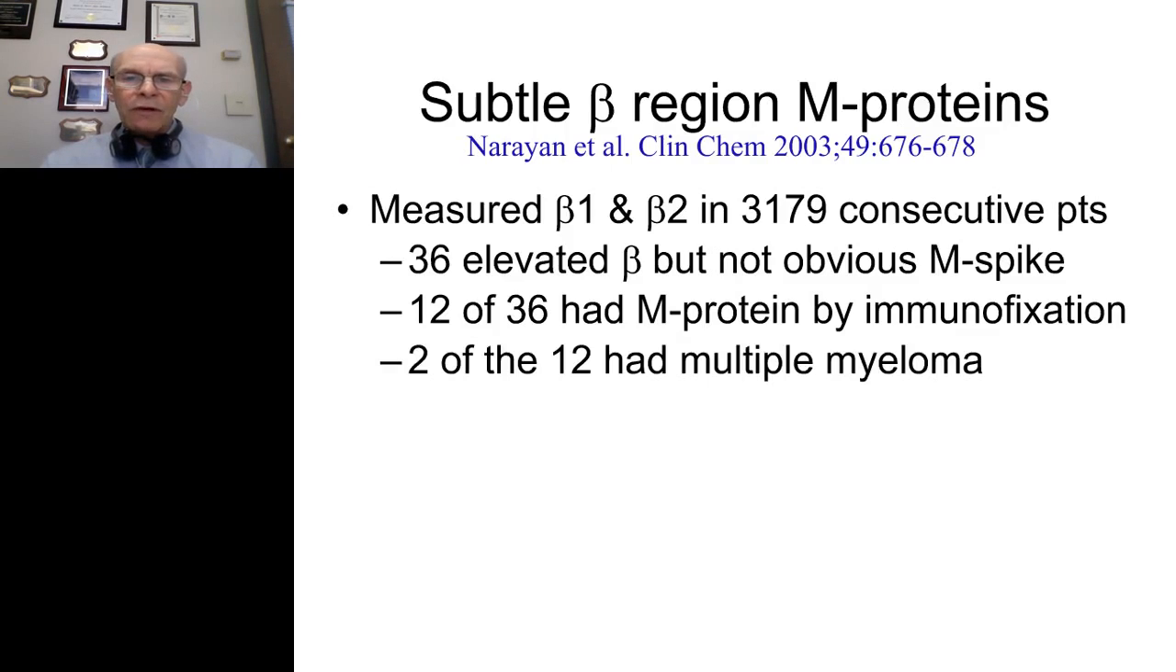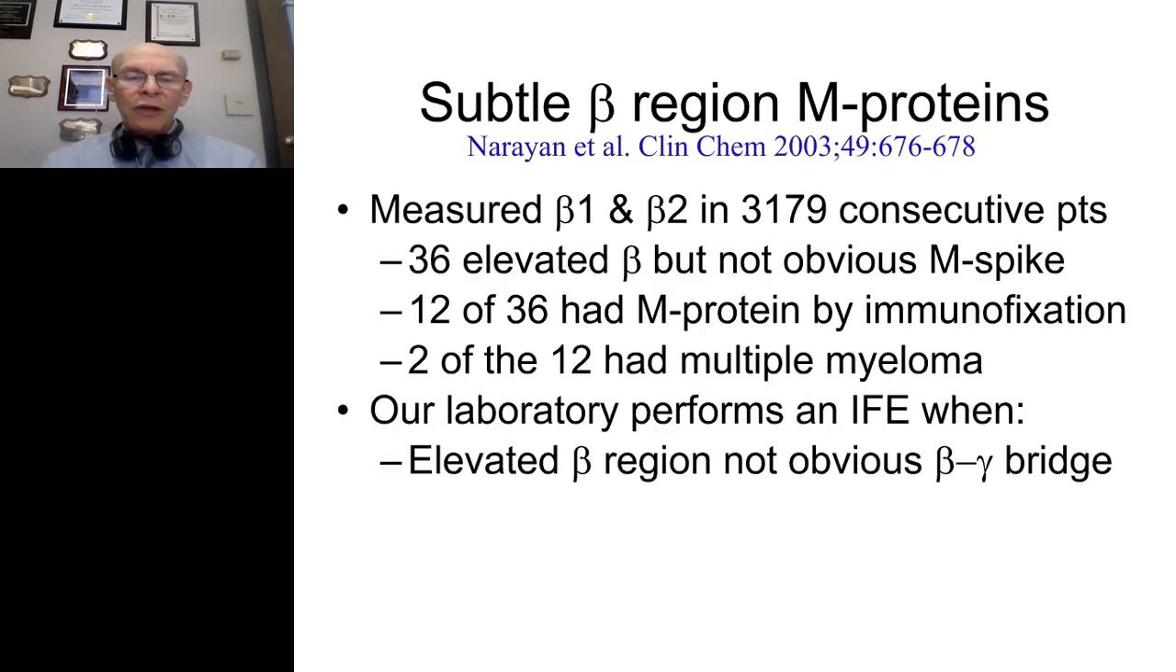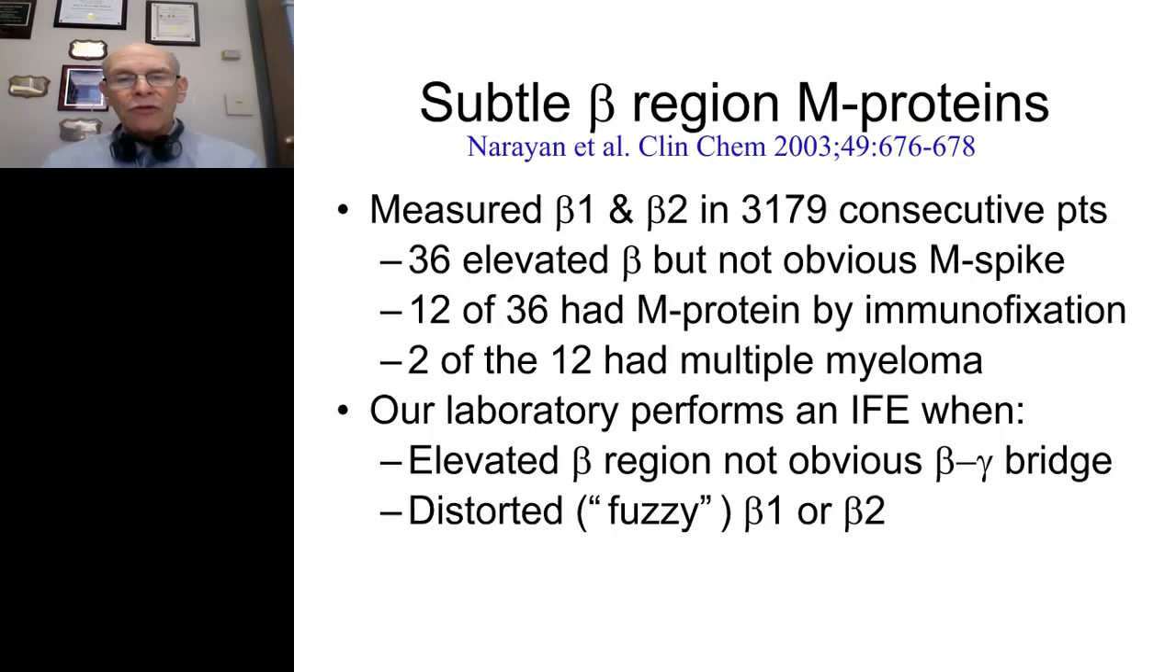What was the significance of the monoclonal protein? 2 had multiple myeloma. Therefore, our laboratory performs an immunofixation anytime we see an elevated beta region where there's not an obvious beta-gamma bridge or big spike, where there's a distorted, fuzzy beta 1 or beta 2 band, and you're all now experts on fuzzy bands, or where there's beta 1, beta 2 bridging.